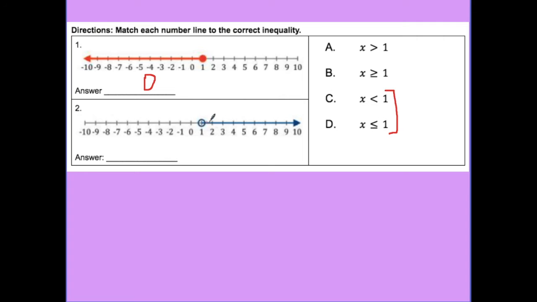For number 2, we have greater than. So that can only be one of these two choices where we have greater than. And it's got an open circle. Remember, open circle means that it cannot get to 1, but it can be really close to it. So I want choice A, x is greater than 1.